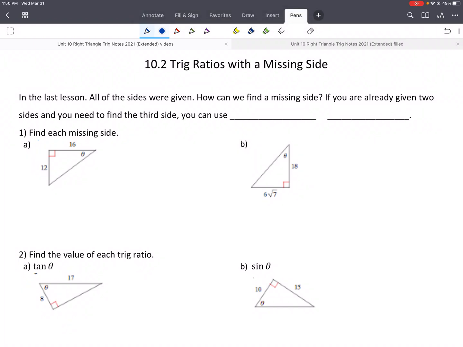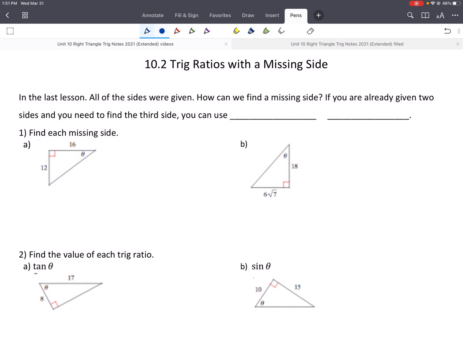Hey everybody, we're on 10.2, trig ratios with a missing side. We're going to keep doing what we did on our last lesson, but a side is missing, so how are we going to do that?